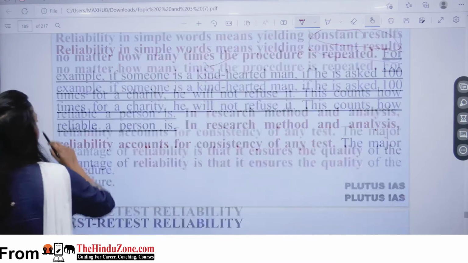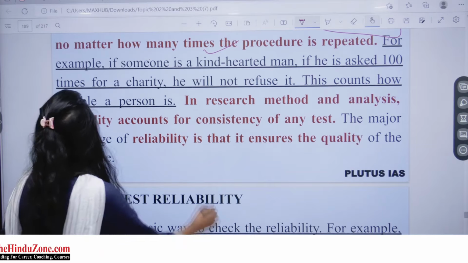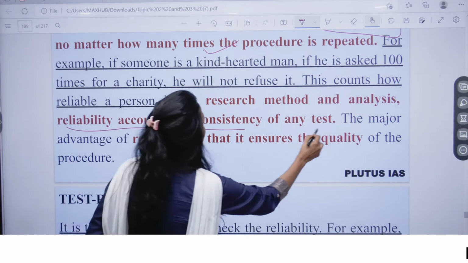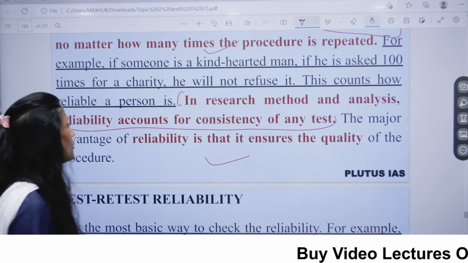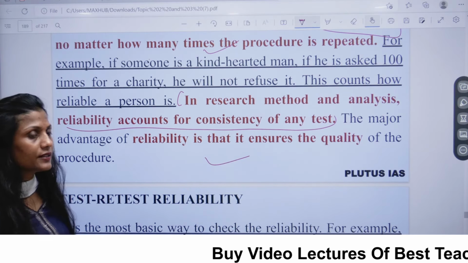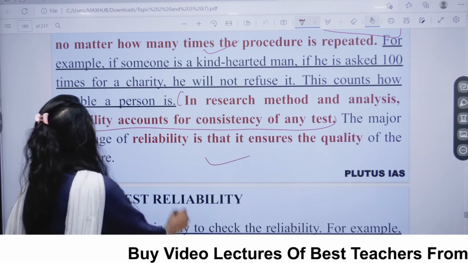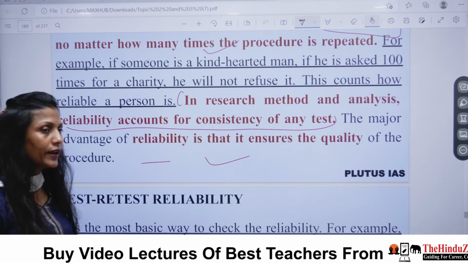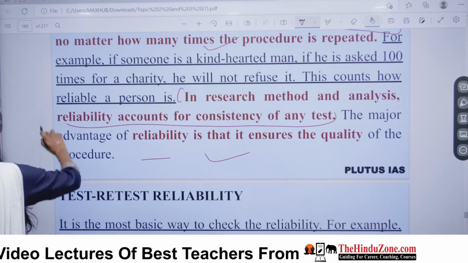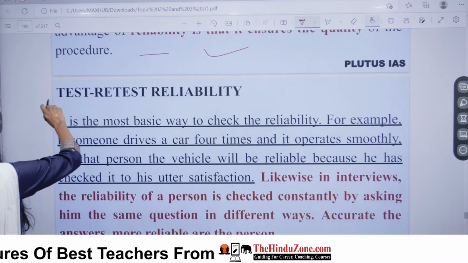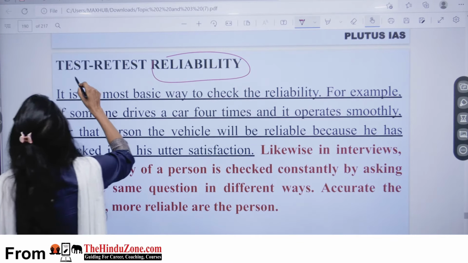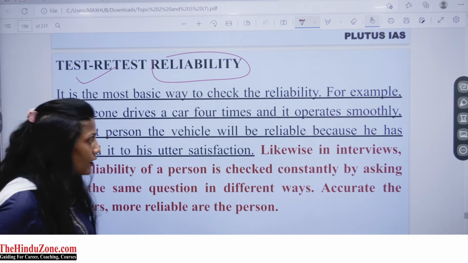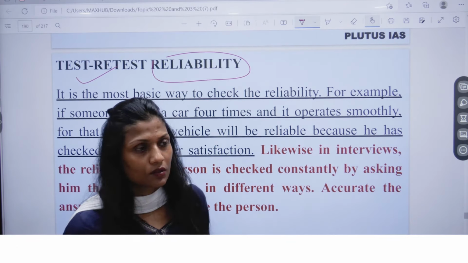In research method and analysis, reliability accounts for the consistency of any test, and this is the major advantage of reliability: it ensures the quality of the procedure. So reliability means what? Reliability means test, retest. All right, please write down.